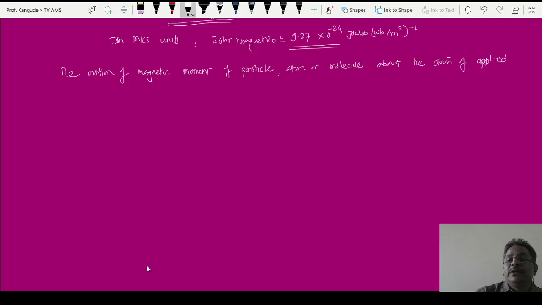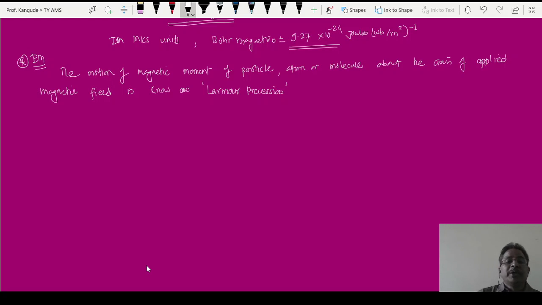Applied magnetic field. This is again an electrodynamics part. The motion about the applied magnetic field is known as Larmor, L-A-R-M-O-R, Larmor precession. Okay, this is again from electrodynamics. This is called Larmor precession.